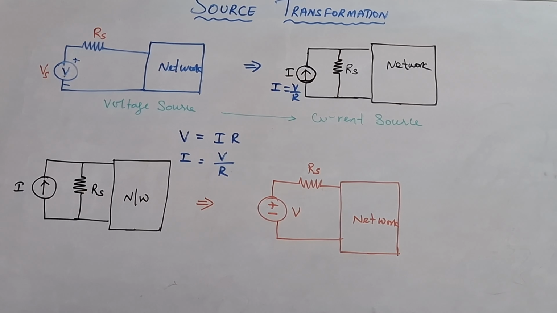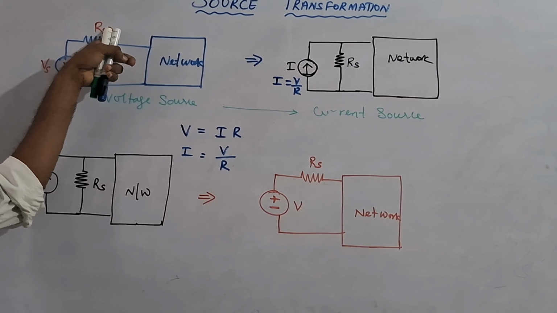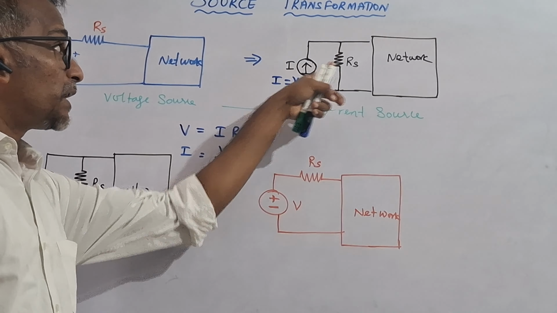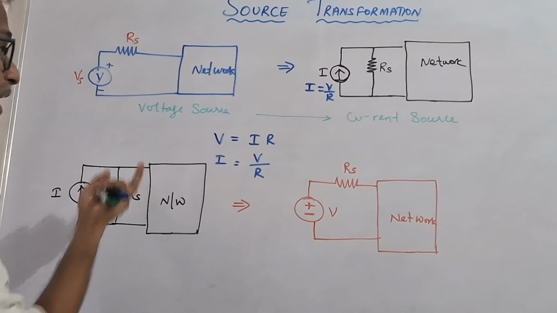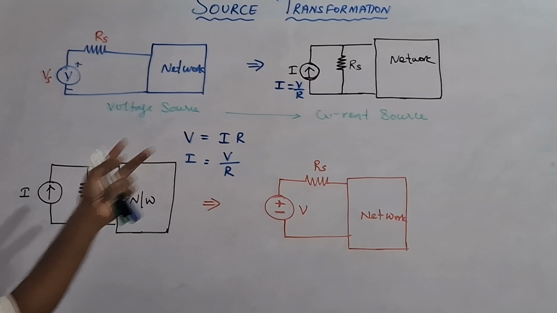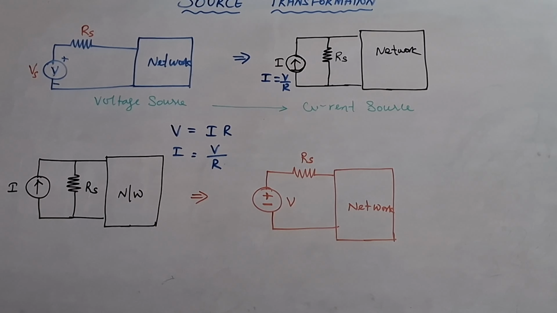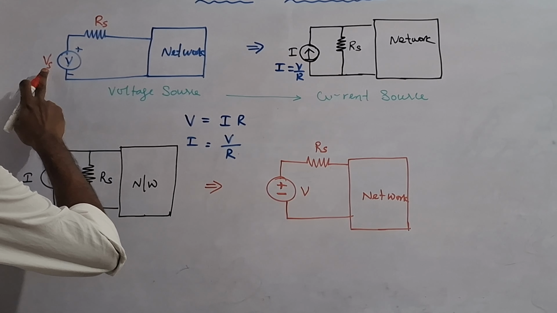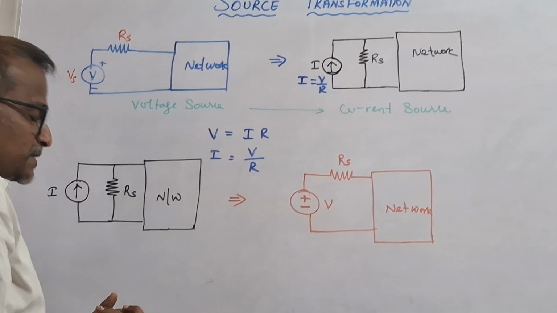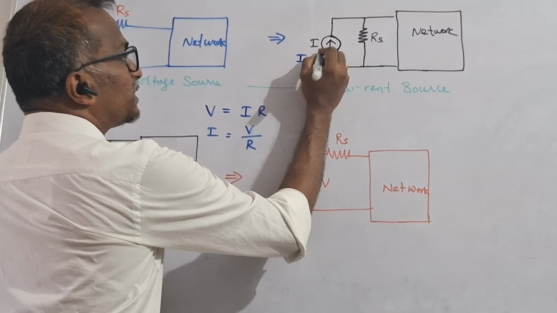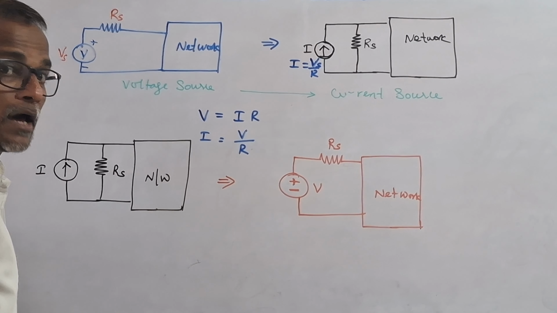I hope you understand. Here the voltage source is connected in series with the resistance. Here the current source is connected in parallel with the resistance. So when we convert this to that, the position of the resistance will be different. Similarly, when we convert a voltage source to a current source, the current is nothing but the supply voltage Vs divided by R.